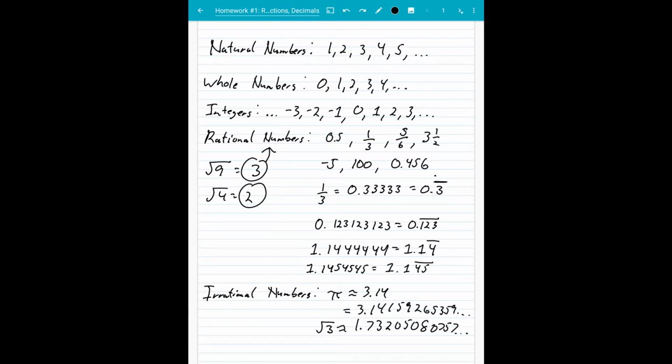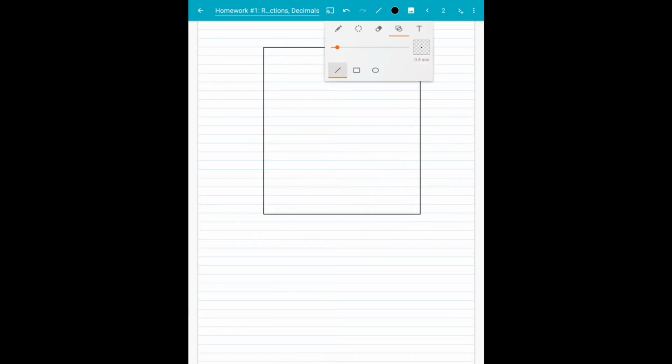So if we were to put all these things into one graphic diagram, let's say I draw a rectangle. I need my little shape tool. Say I draw a rectangle, and we can represent everything in terms of all the different types of numbers. So first off, irrational numbers and rational numbers are never the same. So I can separate this, and I can say this is the irrational numbers. This represents a rational number.